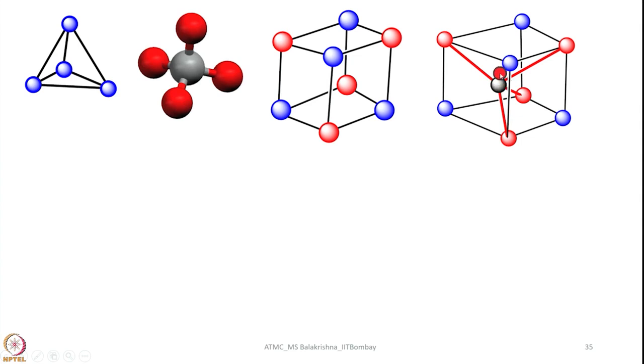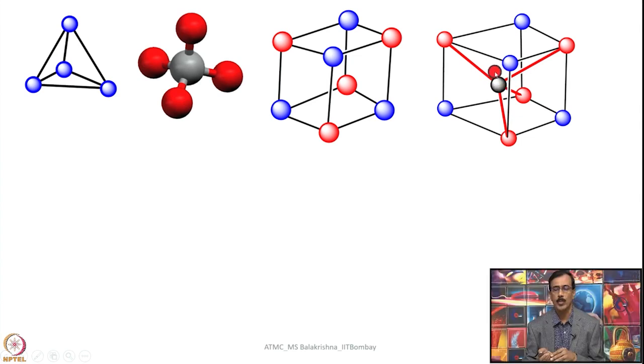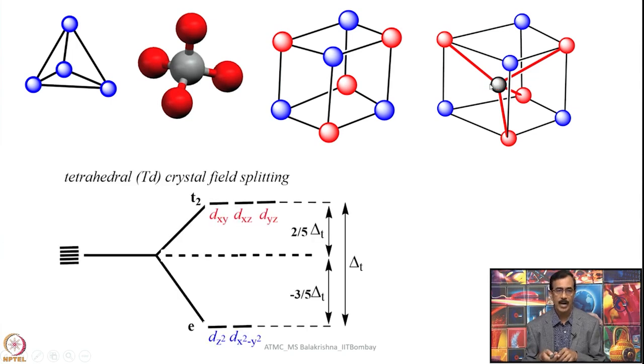In this case, what happens is that neither dx²-y² nor dz² will be coming in the way of the direction of approach of the ligand. In contrast, dxy, dyz and dxz would have a little larger overlap with the direction of approach of the ligand. As a result, a reversal of the octahedral splitting takes place in this one. Hence, we write the crystal field splitting for tetrahedral molecules in this fashion.